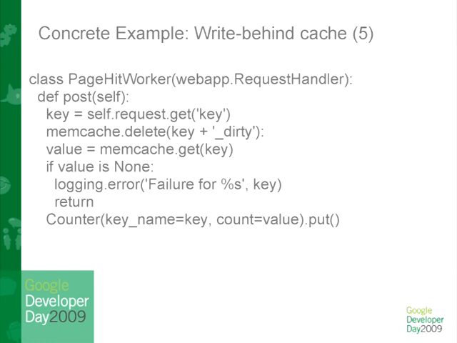So then on the worker side, this is my offline worker. It receives a post request. It gets the key of the stat I'm trying to increment. Then it deletes the dirty bit, which basically unlocks the lock, so that future requesters may also grab the lock. Then it gets the value from memcache. And if the value is still present, which it might not be if the cache was evicted, it's possible, it'll have an error in the log if that's not the case. But otherwise, it gets the value out of memcache, creates a counter, and then puts it in the data store.